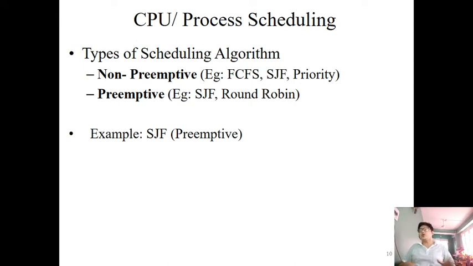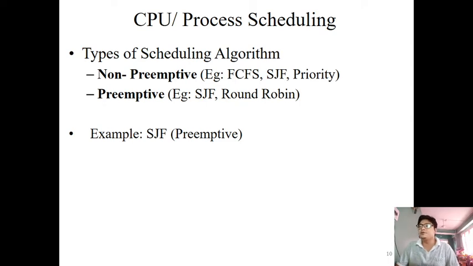Now, talking about the classification of scheduling algorithms, there are two different classifications: non-preemptive and preemptive. Non-preemptive means once the operating system assigns the CPU to a particular process, the process will not release the CPU voluntarily. I repeat, in case of non-preemptive, once the operating system assigns the CPU to a process, the process will not release the CPU until it completes its task entirely.